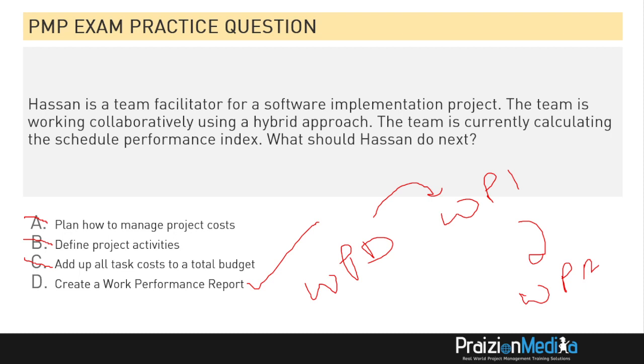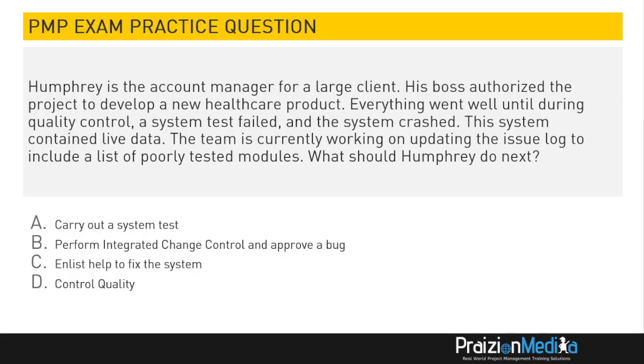Okay, let's move on. Quality. Humphrey is the account manager for a large client. His boss authorized the project to develop a new healthcare product. Everything went well until during quality control, a system failed and the system crashed. This system contained live data. The team is currently working on updating the issue log to include a list of poorly tested modules. What should Humphrey do next?